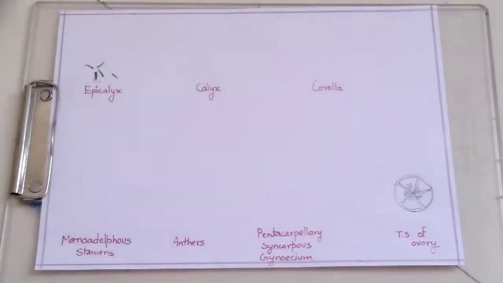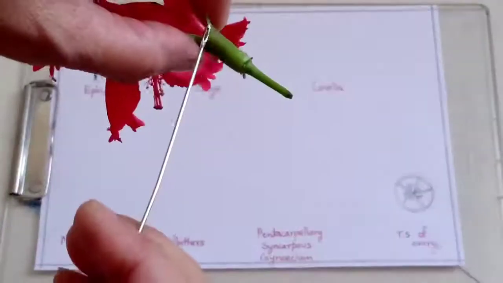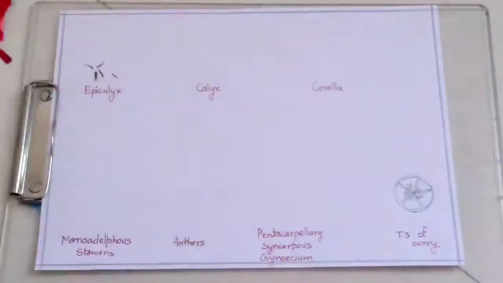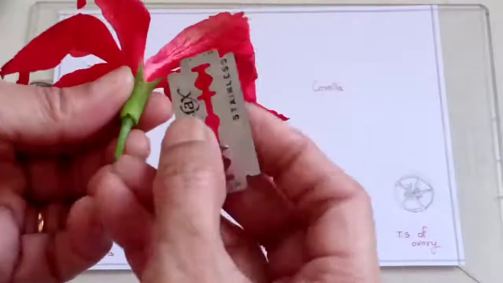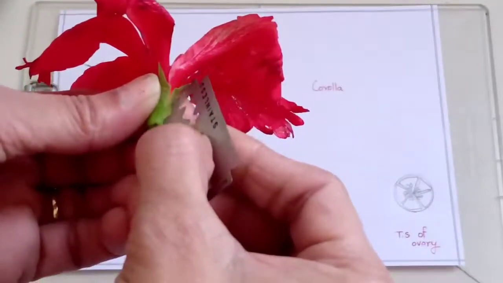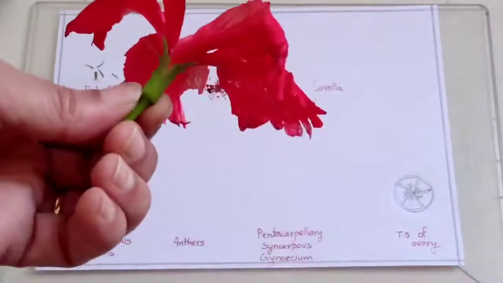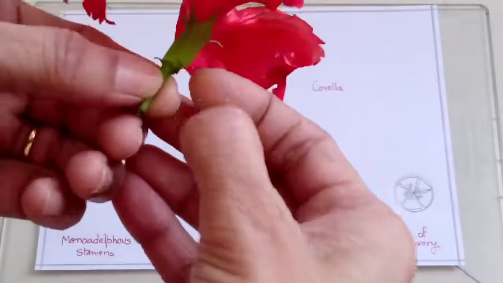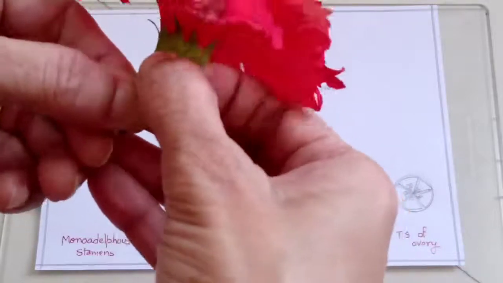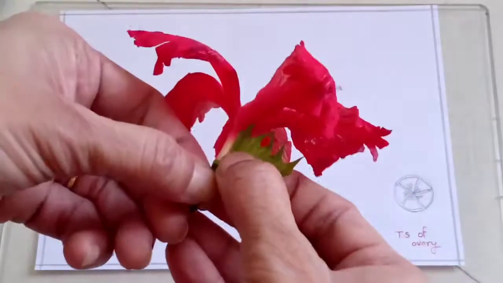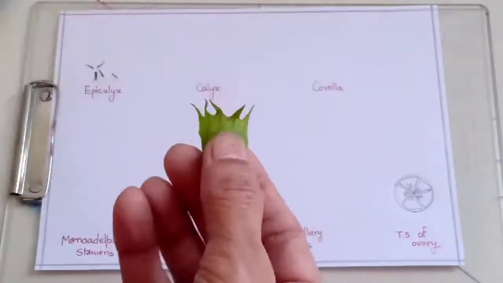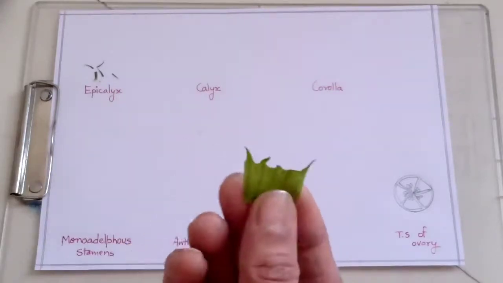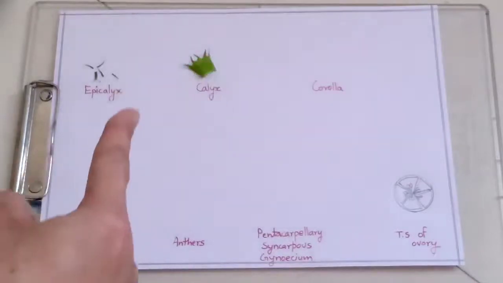Fine. Now, the next part, after this epicalyx, this green colored part is called calyx, or it is also called sepals. Now, how will we remove this calyx? With the help of a sharp blade, first we will make one cut. Then slowly, with the help of your thumb and index finger, you will remove the calyx from the flower. Here you can see there are 5 calyx, 5 sepals. They are green in color and they are gamosepalous. Gamosepalous means they are fused. You will keep it here where you have written calyx.